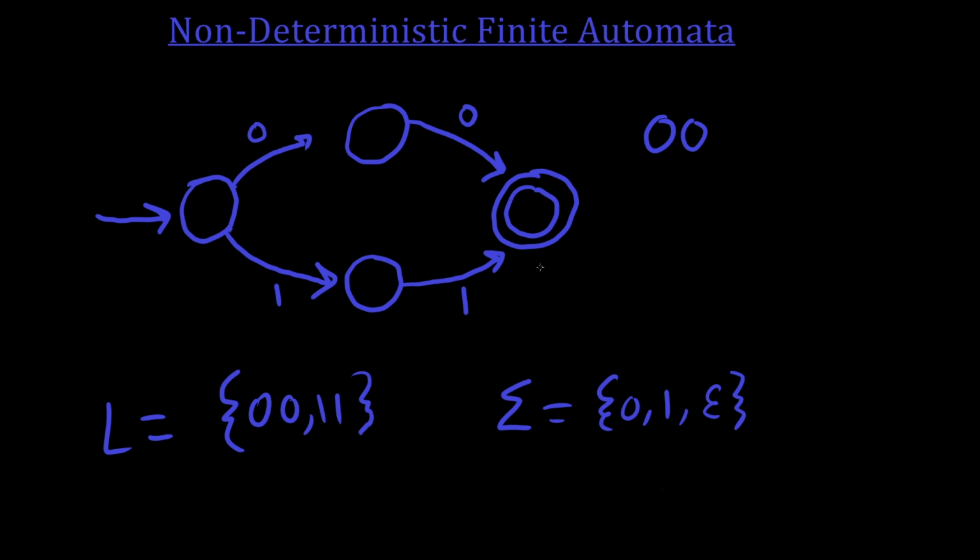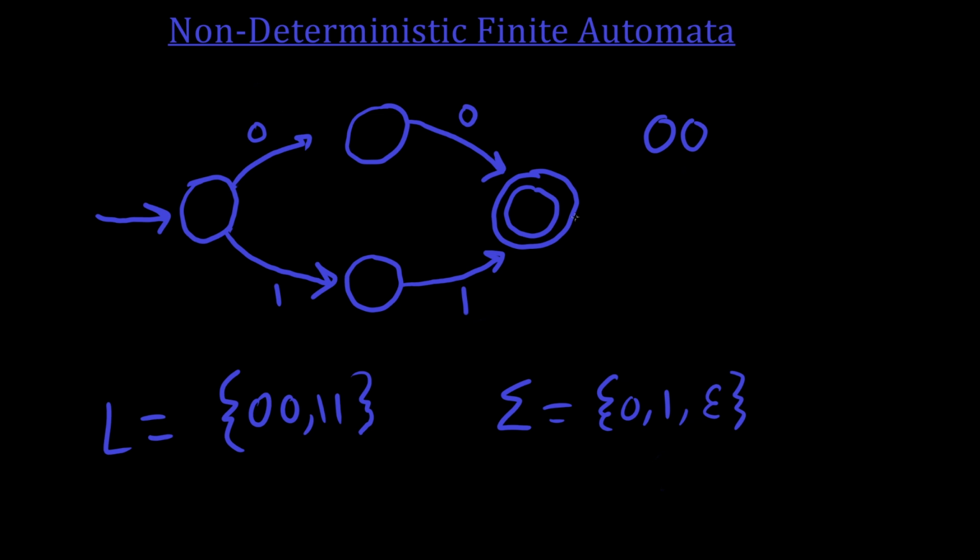So remember that for a string to be accepted on an NFA, there must exist at least one path from the start state to an accept state, such that the string finishes processing on that accept state. Okay, so let's go ahead and process it and see if that's the case. So we're going to start at the start state. We're going to take in the 0 character and move to this top state here. And then we're going to take in the second 0 character and end on the accept state.